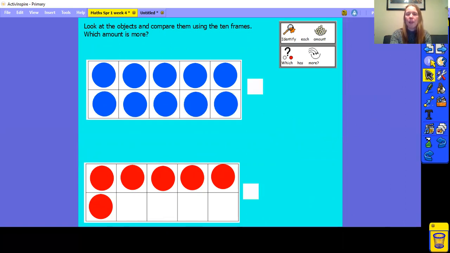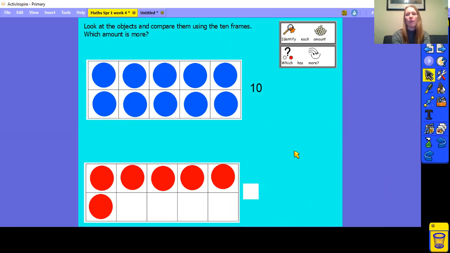Well done. Okay, here are 2 different amounts. Let's have a look at the blue counters first. I don't think we need to count them this time either. But why not? All of the squares in our 10 frame are full. That means that there are 10. Here is number 10 to help us to remember.